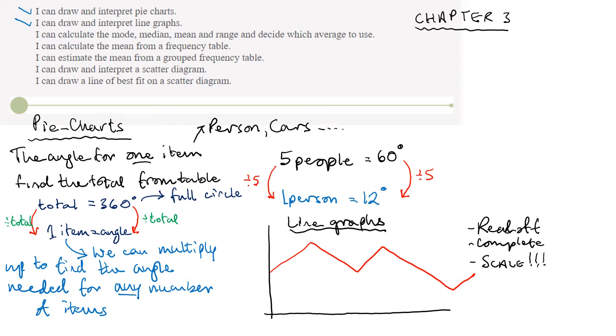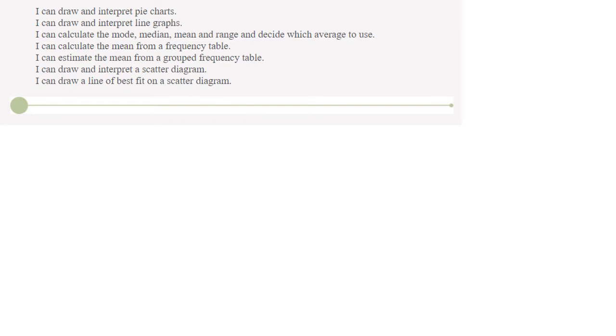Okay, so the next topic here we've got mode, median and range, and decide which average to use. So we've done these two. We'll now move on to mode, median, range. We're going to start by looking at finding these averages and the range from a list of numbers. And then we'll look at tables. Tables come up later on, they're the next two items actually. So we can do all three of these together.